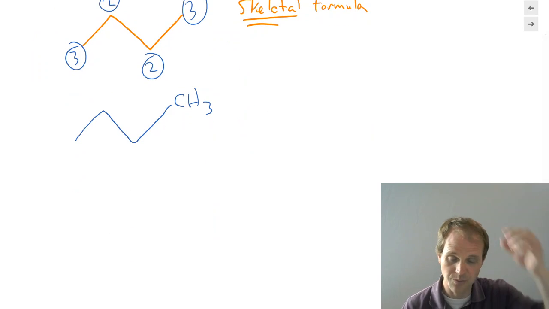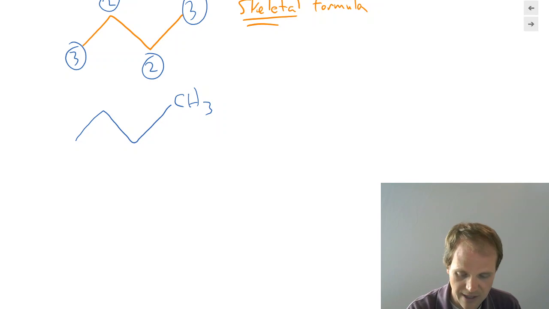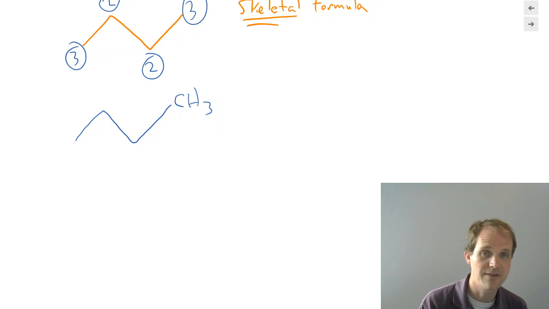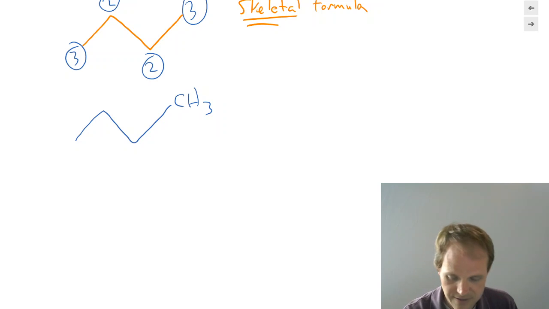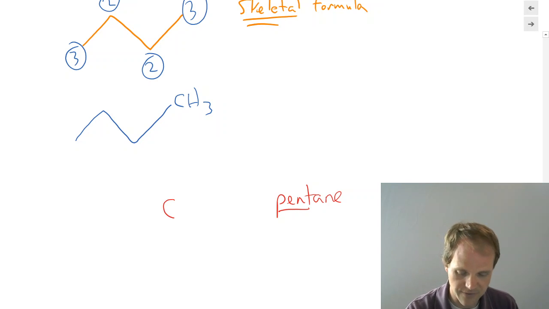All right, so we went to butane, and that was C4. Now let's go to the next one. And if you remember, what is something with 5 sides? Pentagon. And so we're going to draw pentane. And we know it's going to be C5. If we use our little formula, it's going to be H12.